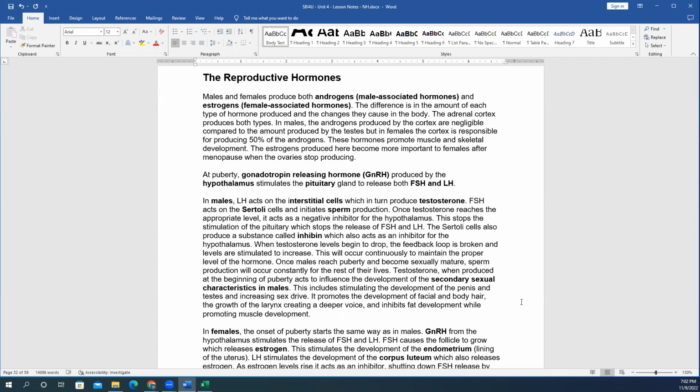As you can imagine, within females, there are male-associated hormones, the androgens, present as well as the estrogens, but to different levels, and they target different tissues compared to what they may target in males and what level the androgens and the estrogens are in the male.